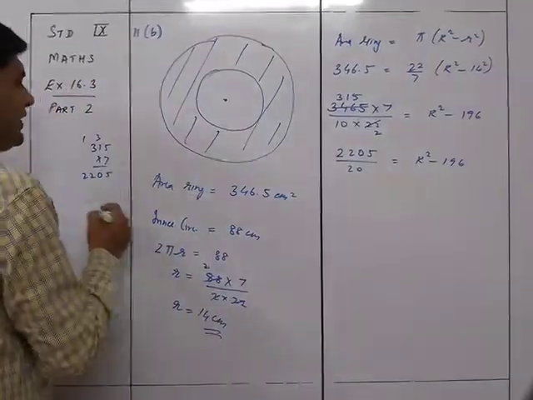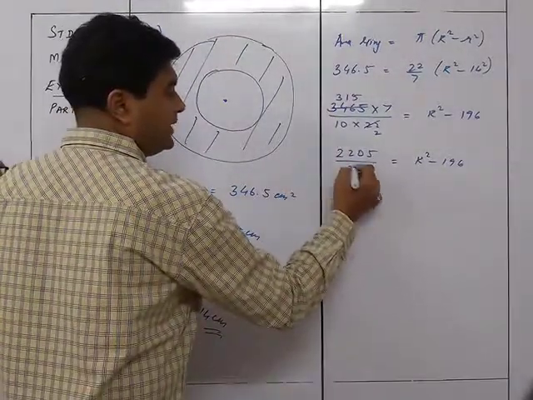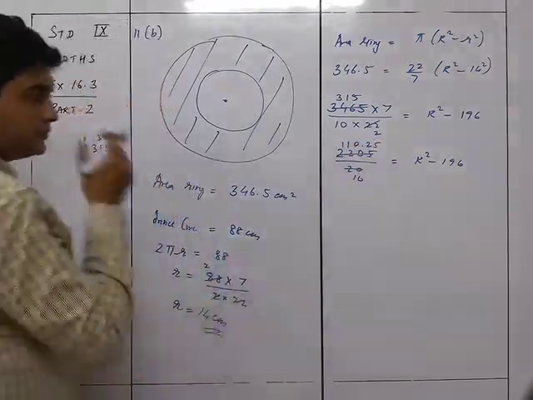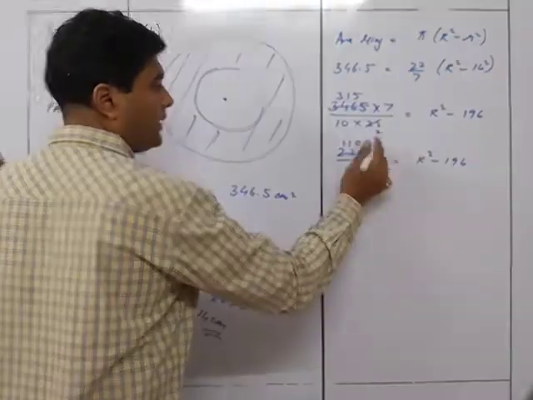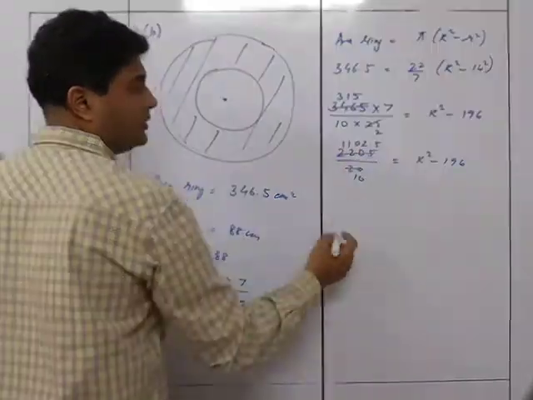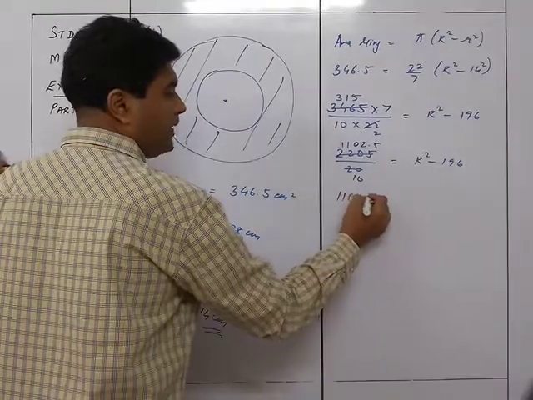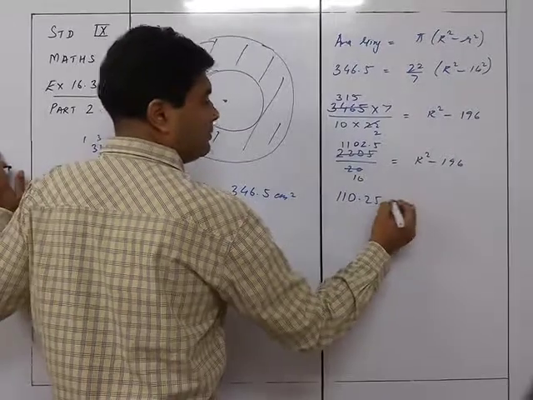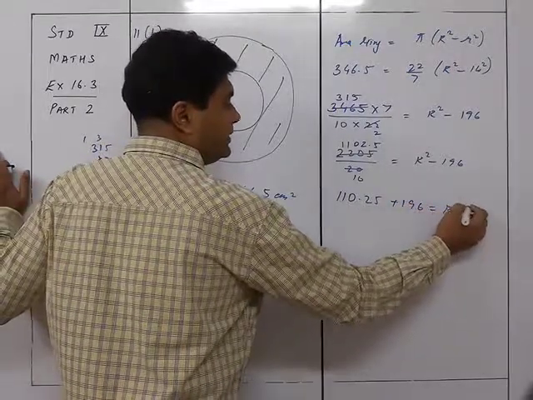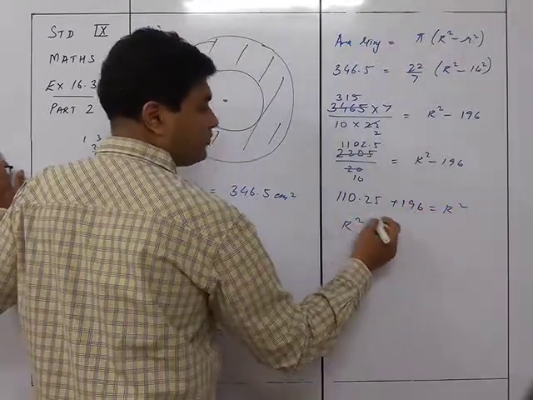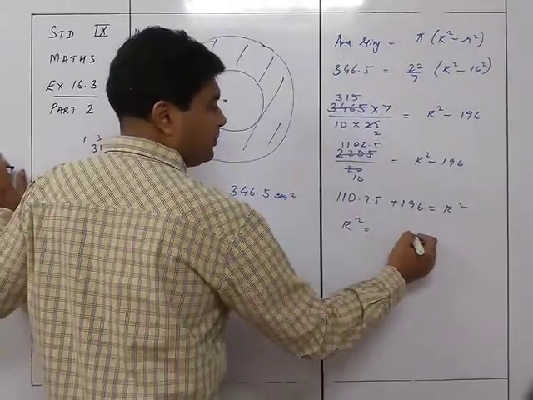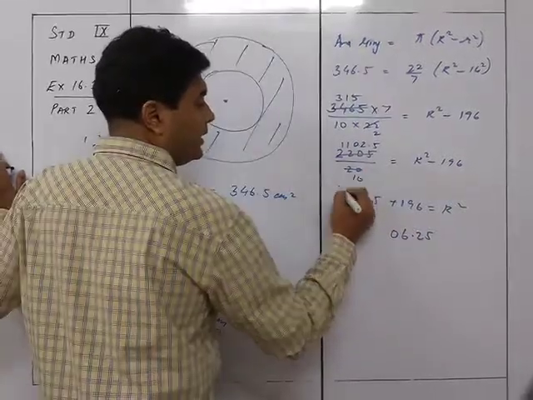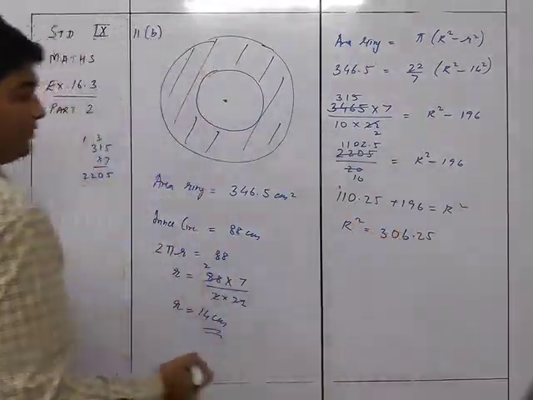When you divide it by 2, you get 1102.5 upon 10, which is 110.25. So 110.25 plus 196 is equal to R square. So R square is equal to 0.25, 6, 9 plus 1, 10, and then it will be 306.25.